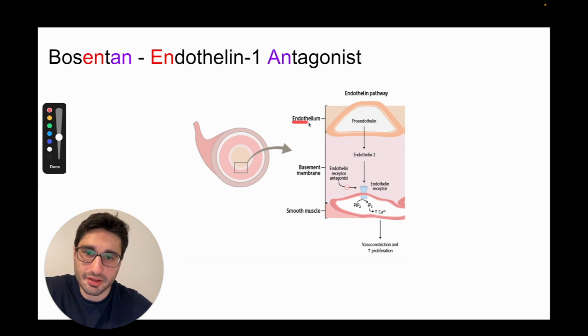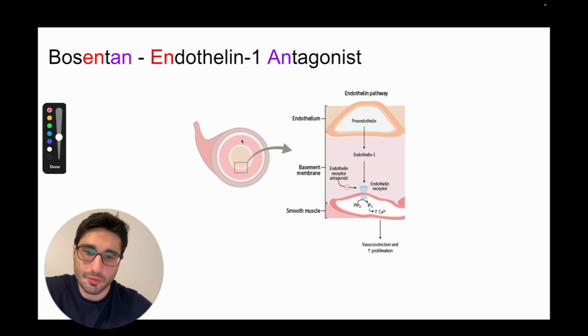Here we have the endothelium, which lines the blood vessels. And in the endothelium, we have this proendothelin that is going to be precursor to endothelin 1. And once endothelin 1 gets released, it can then bind to the endothelin receptor. And once it binds to this receptor, it is going to then trigger a cascade of events that can cause vasoconstriction of the smooth muscle, as well as an increase in the proliferation of the smooth muscle cells. So this is how endothelin can cause pulmonary hypertension.